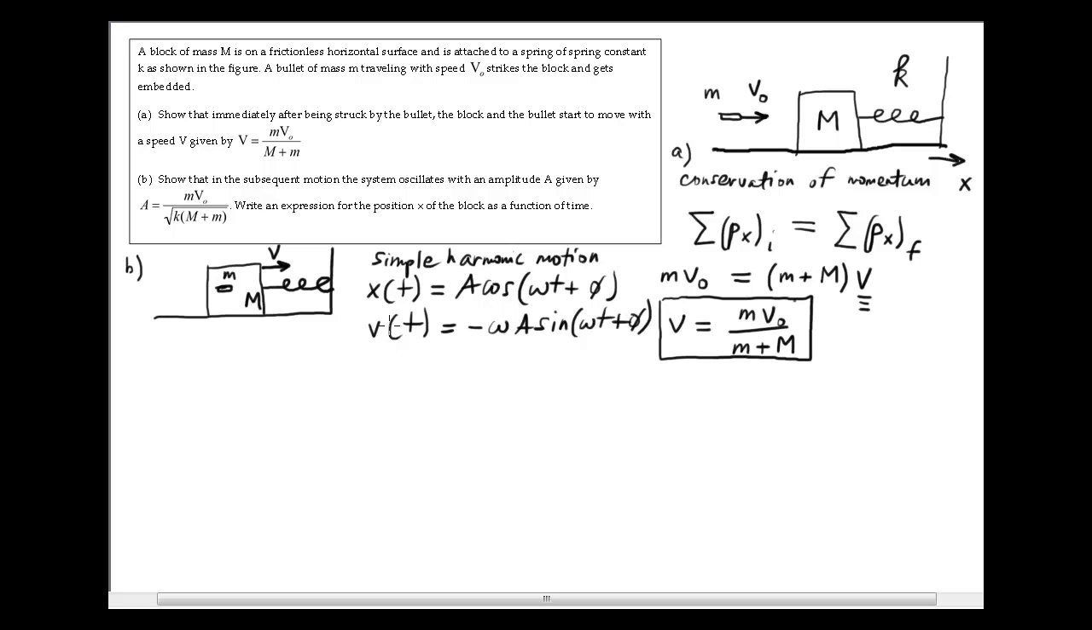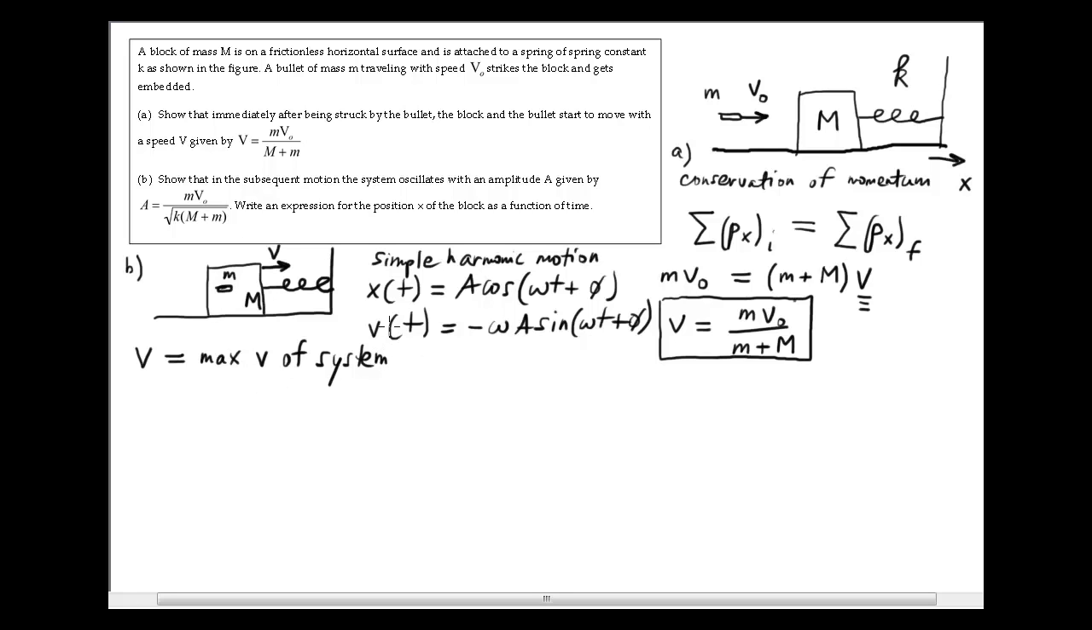And what we have here in the bullet block system, we know what the speed is before the spring is even compressed, and when the spring gets compressed, it will impart a force on the block to the left, which will tend to slow it down, right? So the insight here is that v, which is the velocity we have in the box, is the maximum v of the system, because it's the velocity it has at the equilibrium position.